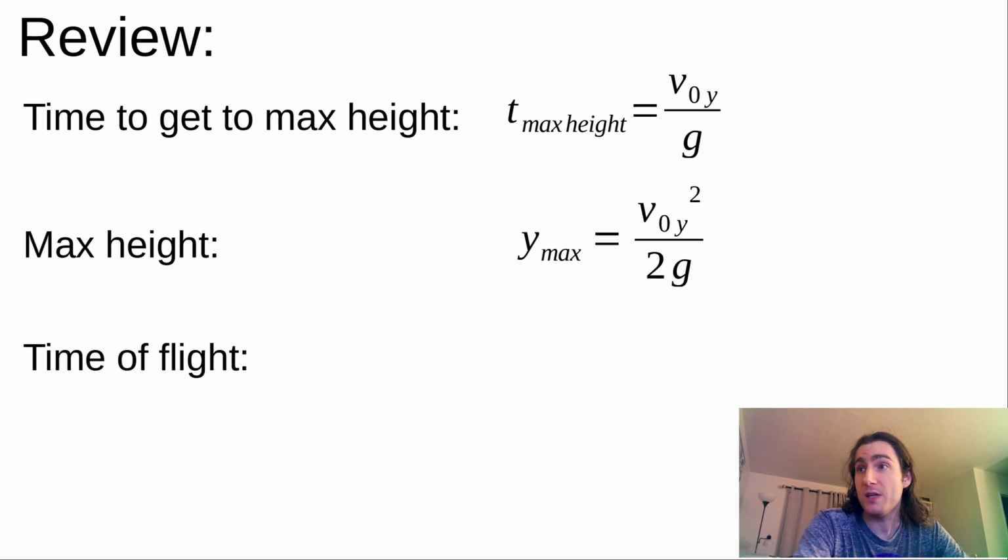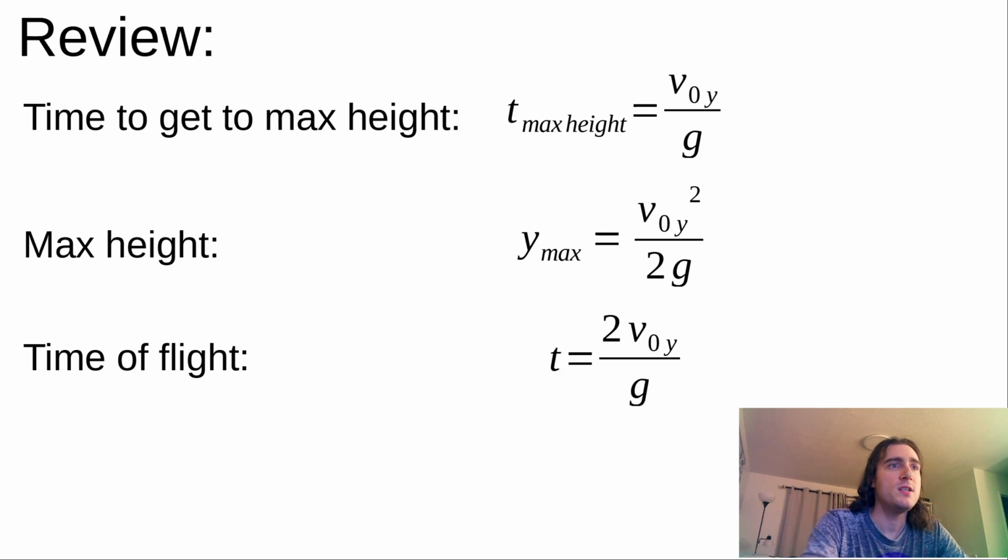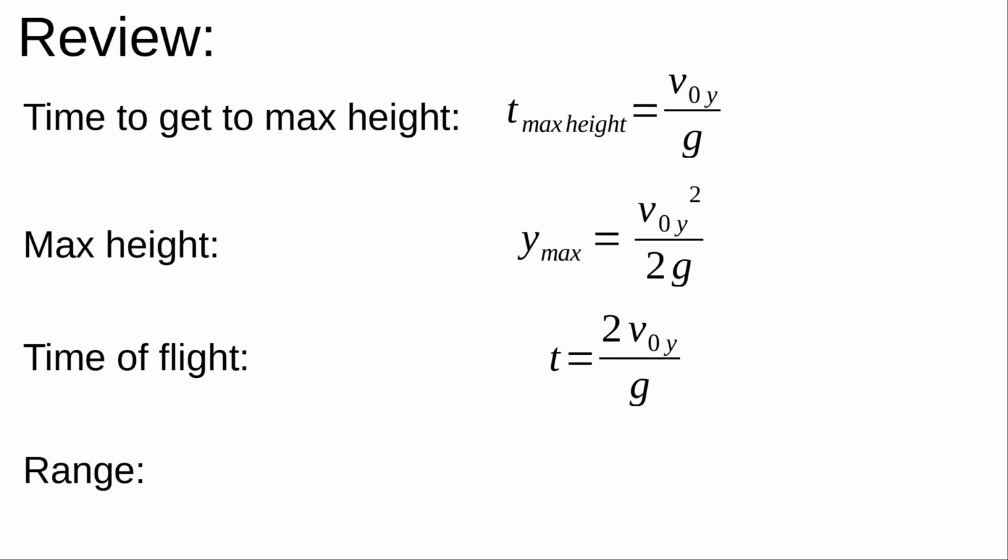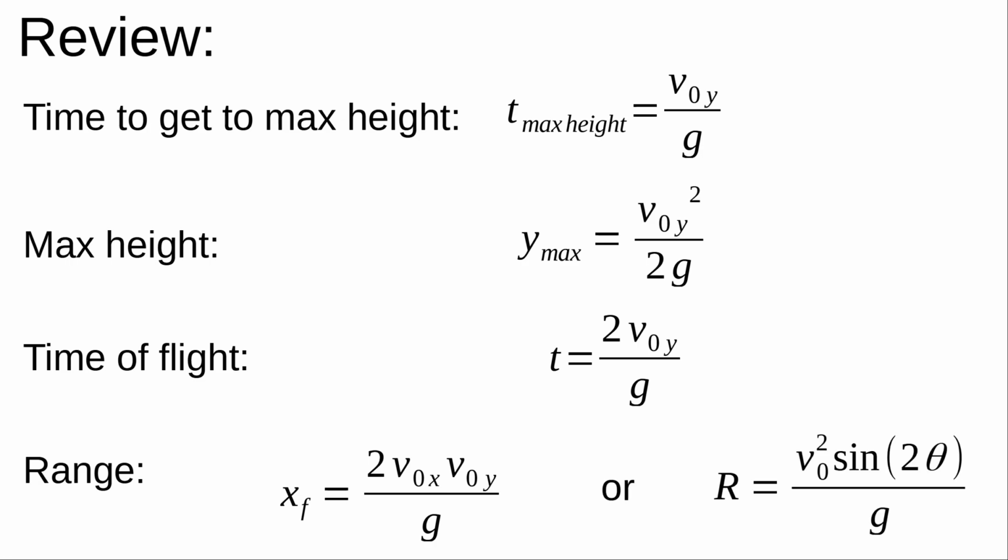And next we calculated the time of flight. We saw that the time of flight for our particular problem, where we begin and end at the same height, is given by twice the time to maximum height, or 2 times the y component of the initial velocity divided by g. And then finally, we calculated the range of that projectile, and we saw that we could use the formula 2 times the x component times the y component divided by g, or we could use some trig and rewrite this as the range formula. In the common form that you see this formula, it is the initial velocity squared times the sine of twice the launch angle divided by g.